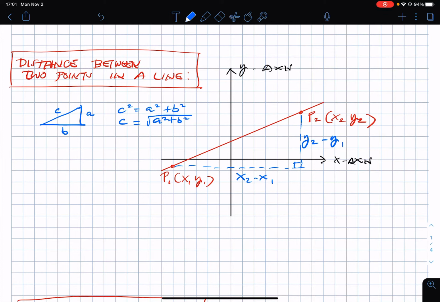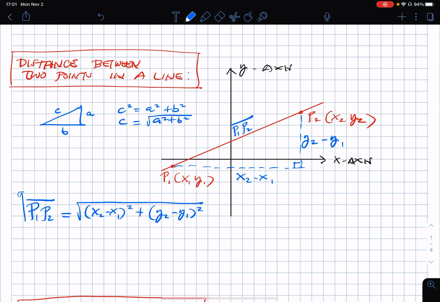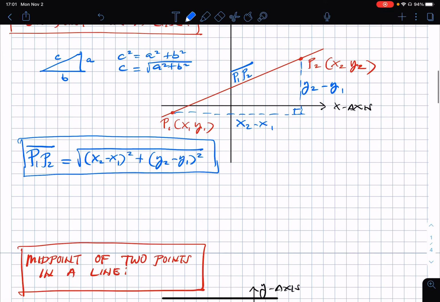In similar fashion here, we will say this distance P1P2, which is the hypotenuse, will be equal to the square root of (x sub 2 minus x sub 1) squared plus (y sub 2 minus y sub 1) squared. Okay. This is now the distance between 2 points in a line.